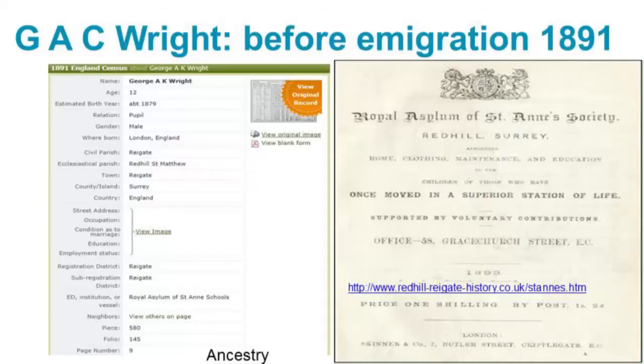So this is from our Find My Past, and that's the 1891 census. Shows that he was at the school. It's the Royal Asylum of St Anne's Society, and it is for children who have once moved in a superior station of life.